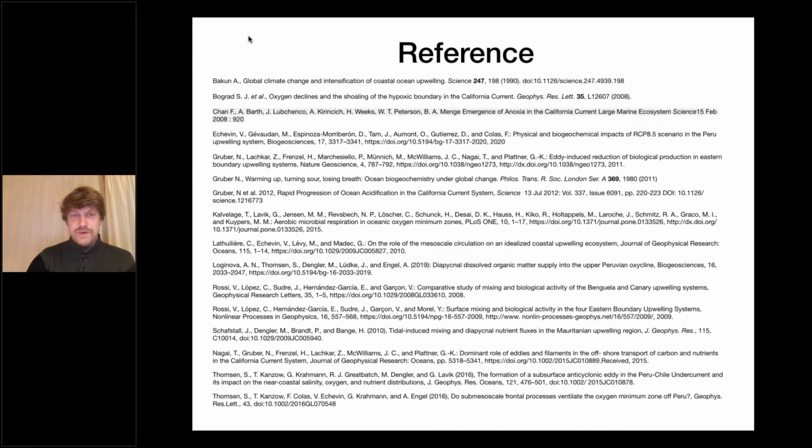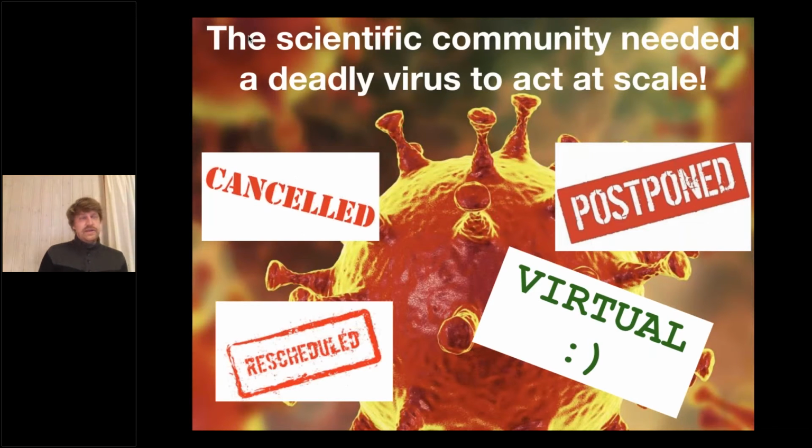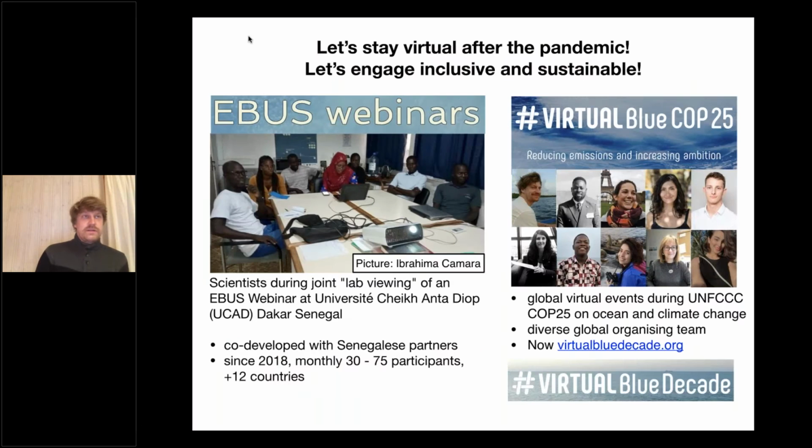And I want to also say a few words about the pandemic and virtual conferences. I'm very happy that we are now exchanging online, because it's very inclusive and has a lot of other co-benefits. But let's keep in mind that we needed, as a whole scientific community, a deadly virus to do this. And I think this is very important to keep in mind. We have known for a long time that this virtual community is very powerful. So I really hope that we will stay virtual after this pandemic and keep exchanging inclusively and sustainably, because I think that's how we should go on in the future.